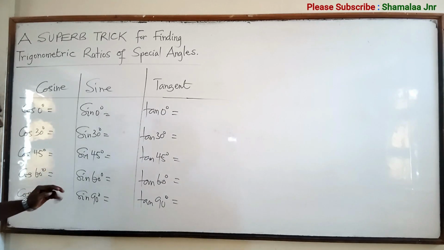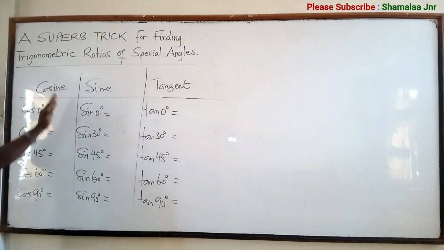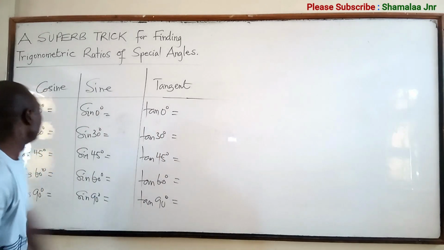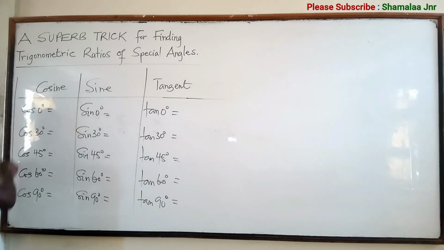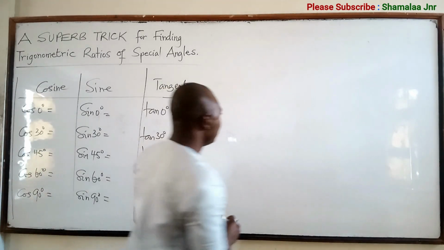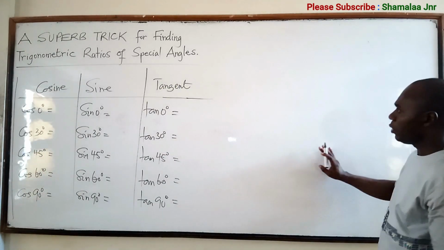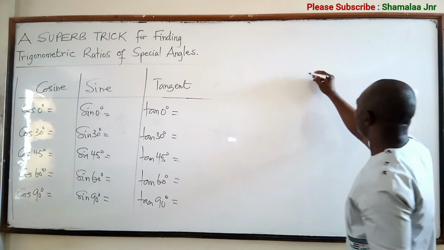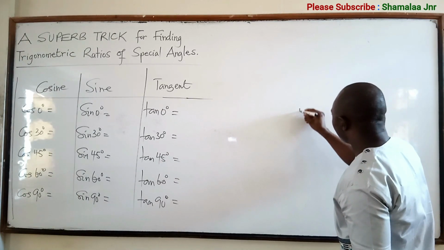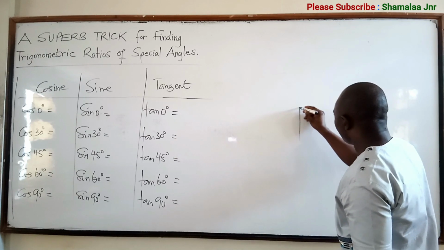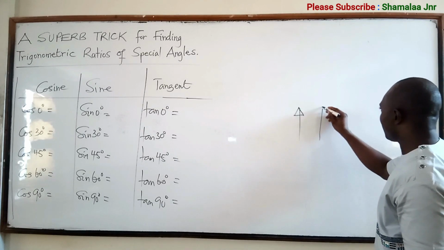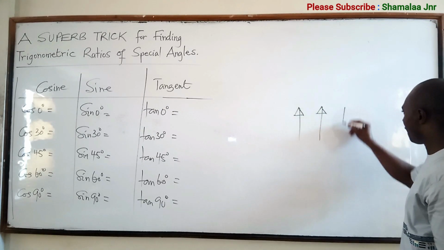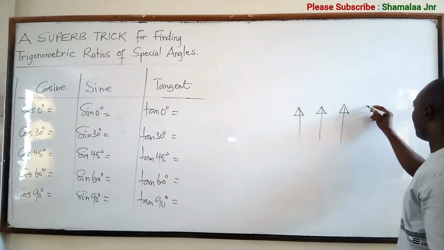I'm going to give you a trick, and that trick will help us to write the values of all these. So this is a table. Now, this is how the game is. Viewers, look on the board. You can draw an arrow this way. It's an arrow. This is another arrow. Another arrow.